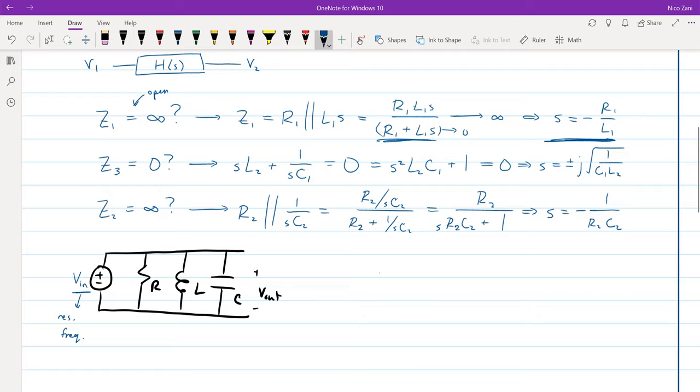So this is just going to be R in parallel with LS in parallel with 1 over SC. And this is equal to 1 over R plus 1 over LS plus SC, which is going to be RLS over LS plus R plus S squared LRC, I believe. That looks right.